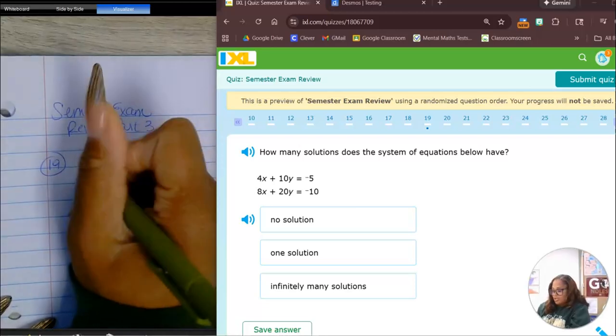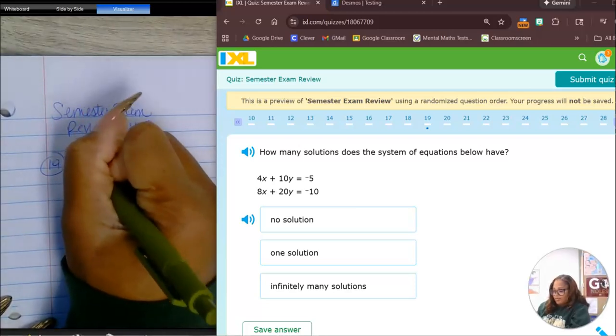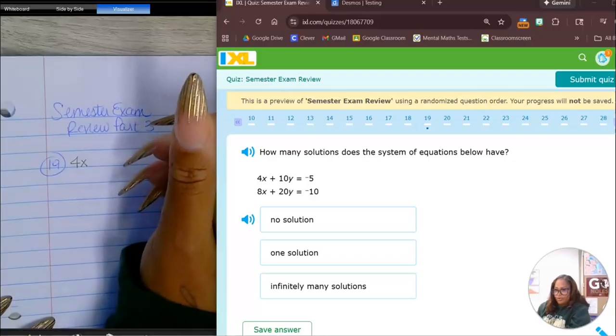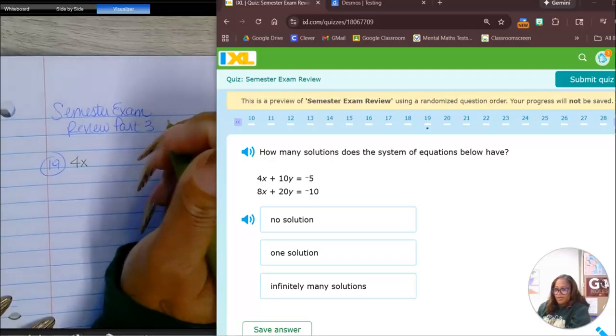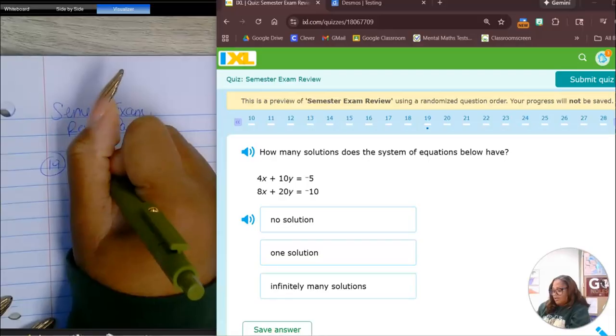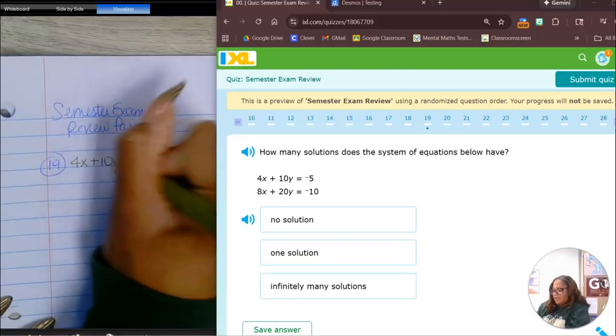Okay, this is question 19. I think I started or finished going over it on the last video. Not sure, but we're going to do it again. It won't hurt to get the extra practice.